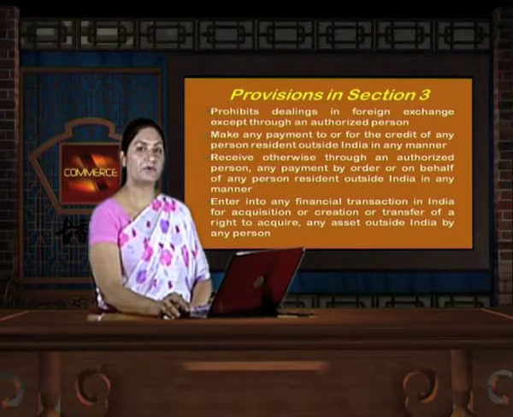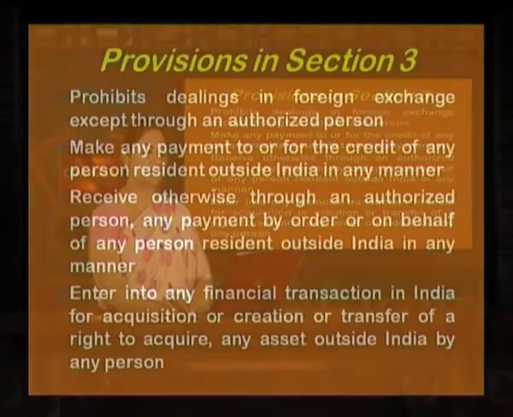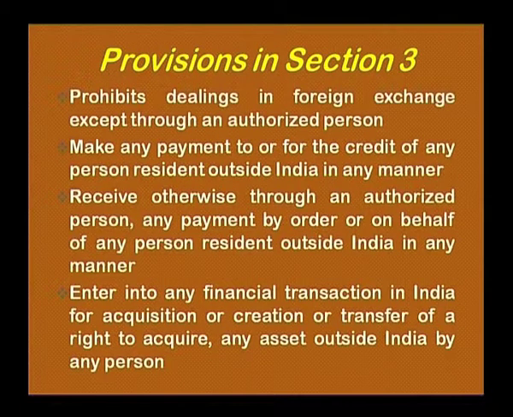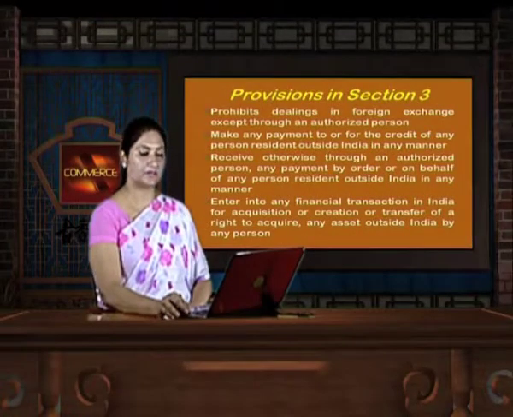Let us know about the provisions in section 3. Section 3 prohibits dealings in foreign exchange except through an authorized person. Make any payment to or for the credit of any person resident outside India in any manner. Receive otherwise through an authorized person any payment by order or on behalf of any person resident outside India in any manner. Enter into any financial transaction in India for acquisition or creation or transfer of a right to acquire any asset outside India by any person.